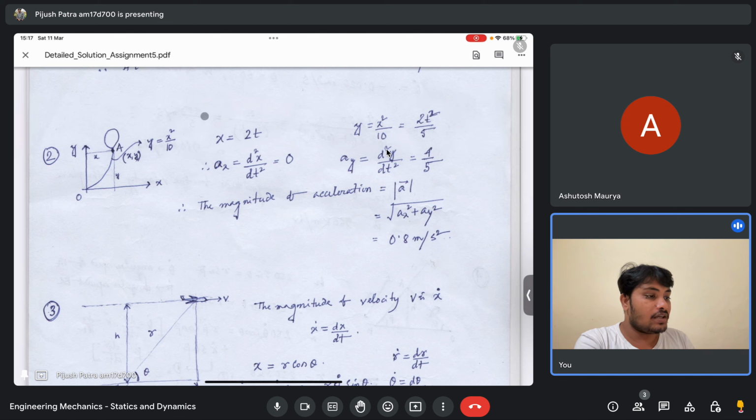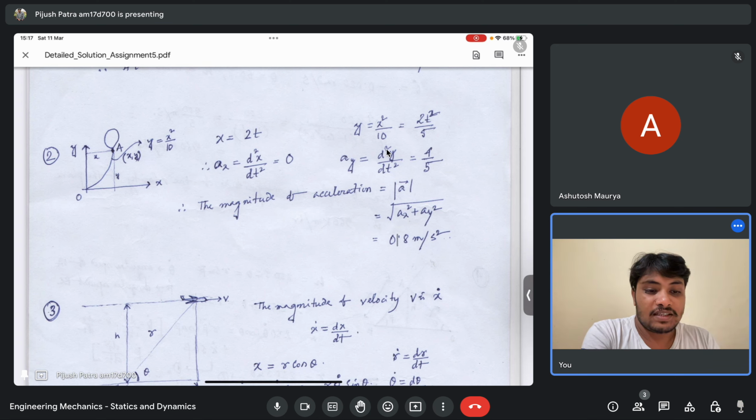So x I know as a function of t, and I know y is also a function of t. If I take the derivative of this quantity twice, again ay is equal to this. The derivative of y, which is 2t square by 5, taken twice, turns out to be 4 by 5. That means the magnitude of the acceleration of that balloon at time t is equal to root of ax square plus ay square, which equals 0.8.